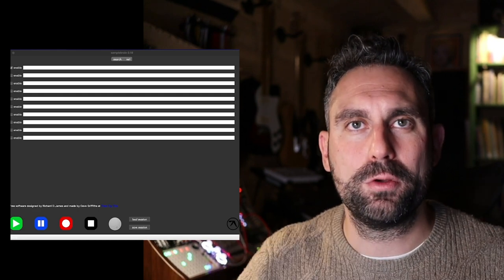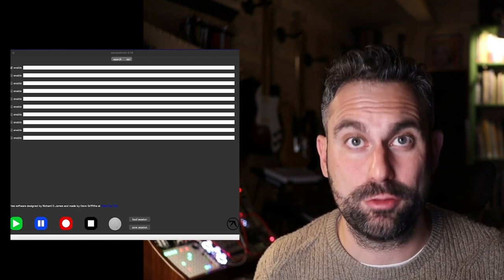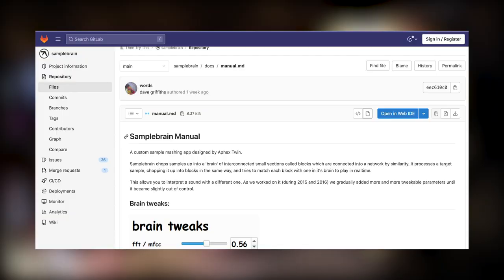This allows you to control multiple instances of Samplebrain over the network, all running their own brain simultaneously. This feature has not been tested well. It's basically telling you that you can put multiple computers with several instances of Samplebrain and make a neural network with them. But I would say that clues are even in the actual description of the app. Samplebrain chops samples up into a brain of interconnected small sections called blocks, which are connected into a network by similarity. It processes a target sample, chopping it up into blocks in the same way, and tries to match each block with one in its brain to play in real time.